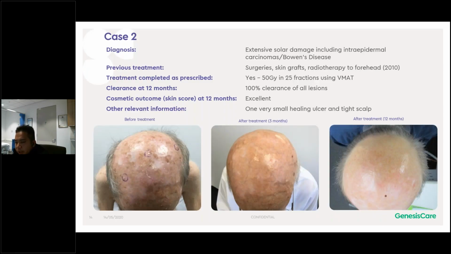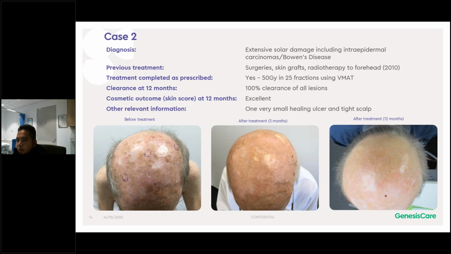Case number 2 is very common, a lot of it here in Australia, especially among farmers, or just the public in general who have been out in the sun not wearing hats, getting extensive sun damage on the skin, including the scalp, where they might develop extensive intraepidermal carcinomas or Bowen's disease. A lot of in situ disease, where surgery might have been done for him in the past, and also some radiation previously.